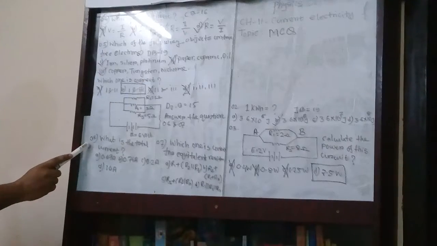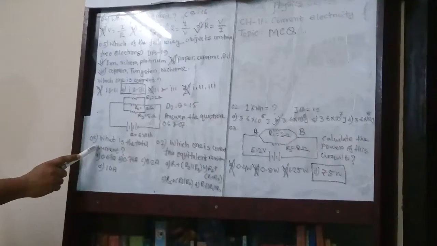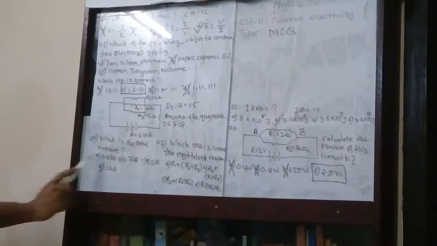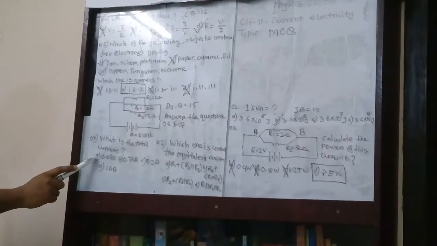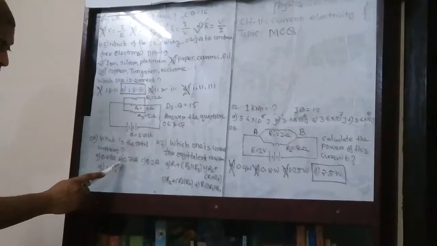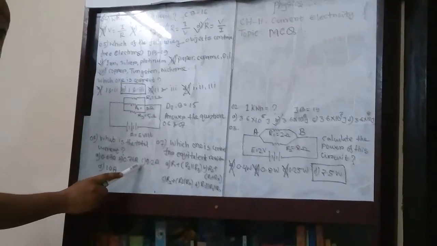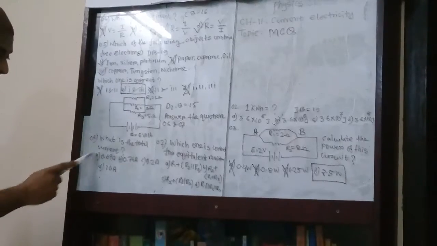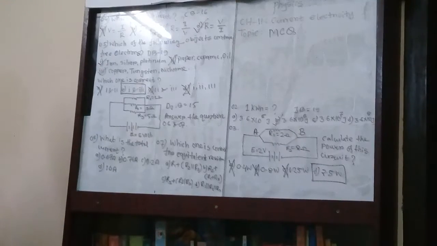In question number 6, which one is the total current of the circuit? There are 4 options here. A is 0.67 ampere, B is 0.76 ampere, C is 9.2 ampere, and D is 10 ampere. So these are the options here, and you want to find out the total current of the circuit.